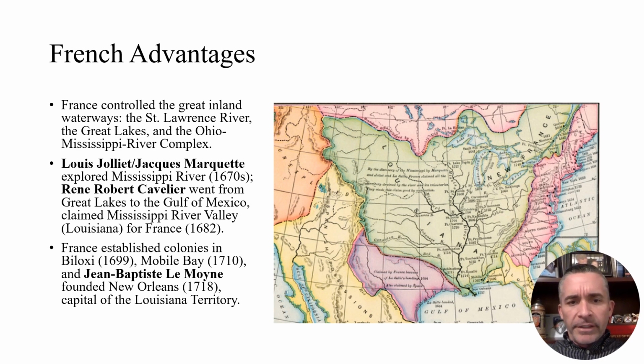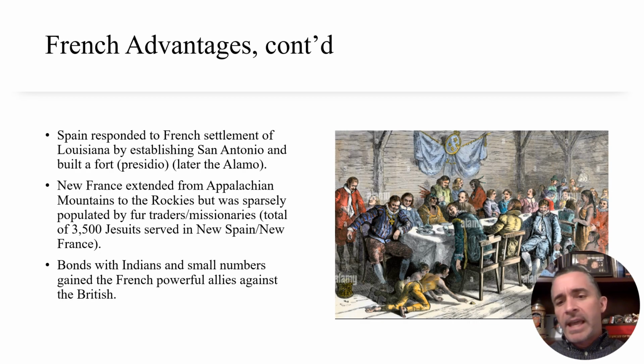France also established colonies in what today is Biloxi, Mississippi, in 1699, Mobile Bay in 1710, and in 1718, Jean Baptiste Le Moyne established New Orleans, which became the capital of the Louisiana Territory.